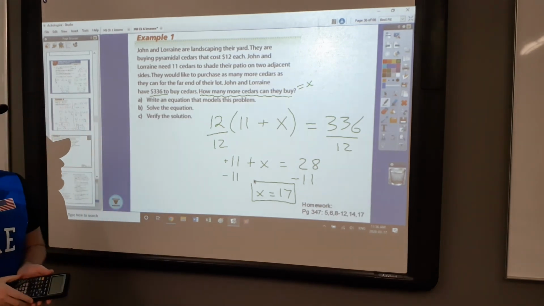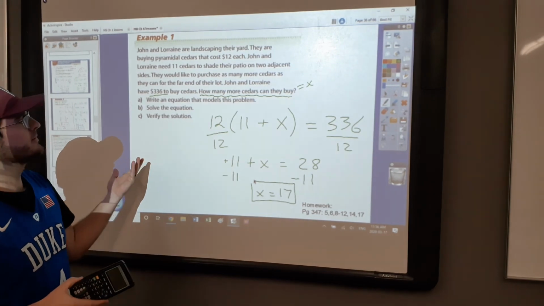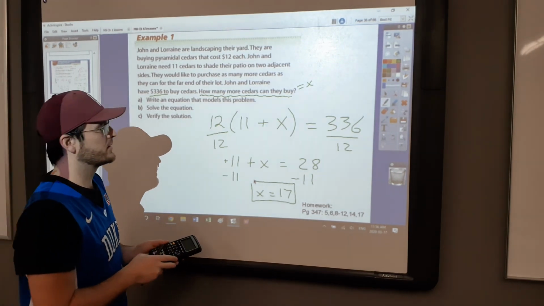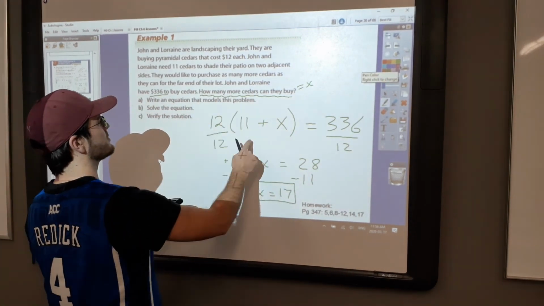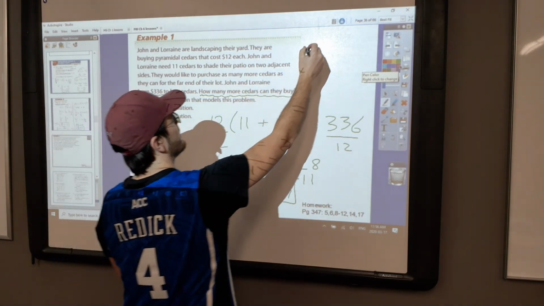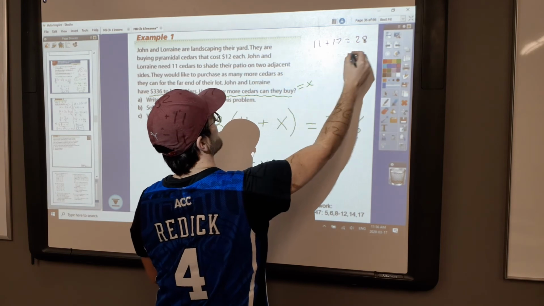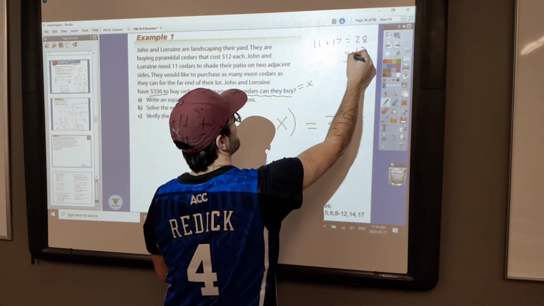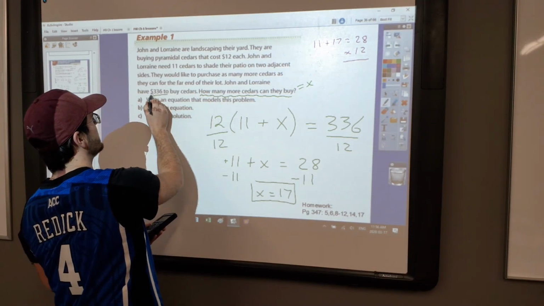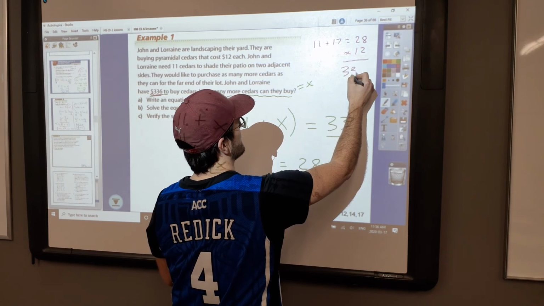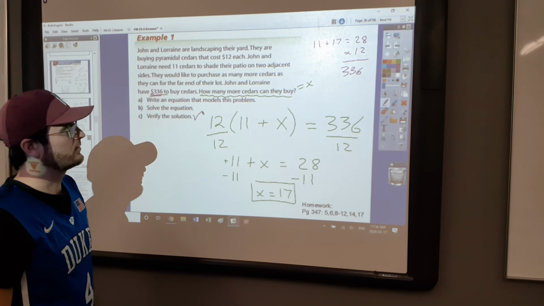17 trees. Okay, so I've set up an equation, I've solved it, and so I should be able to verify, so basically check that this actually makes sense, that it all works out. So if they bought 17 more trees plus the 11, right, they have 11 plus the 17, that gives 28 trees, and they're $12 each. So if I multiply that by 12, I should get back my original that it says in the question. So indeed I do, I get the 336, so it does check out. I verified it and it works. So you do have to show that when you're asked to verify.